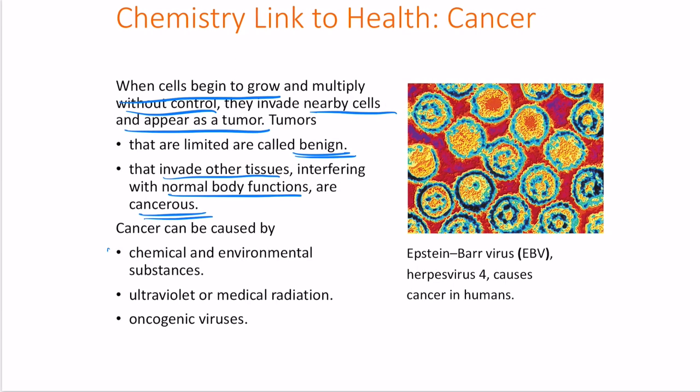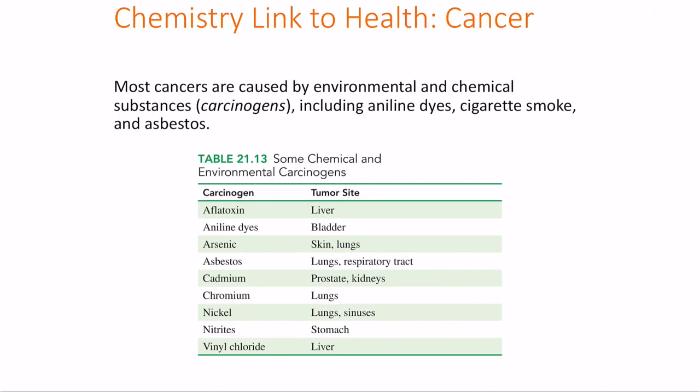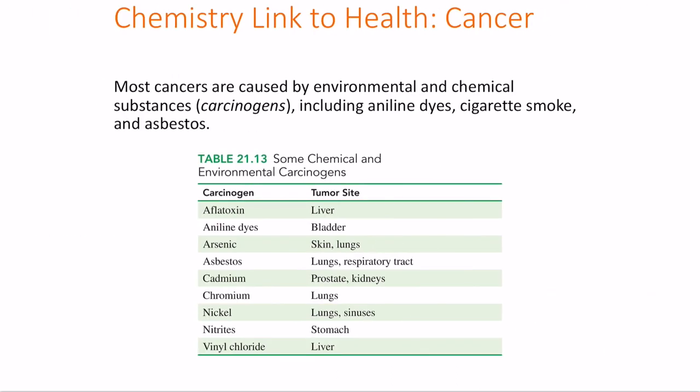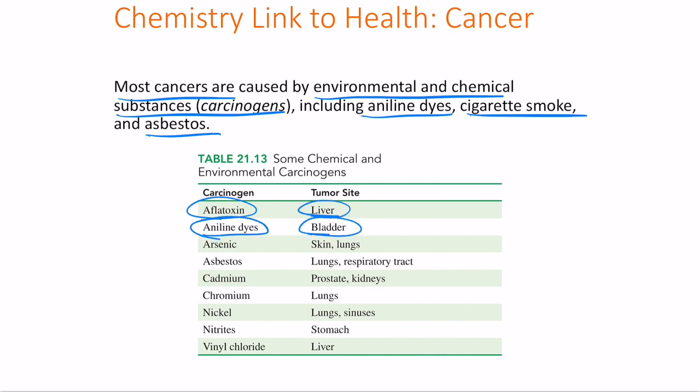These can be caused by chemical and environmental factors, ultraviolet or medical radiation, and oncogenic viruses. For example, Epstein-Barr virus, which is a herpes 4 virus, can cause cancer in humans. Most of the cancers are generally caused by environmental and chemical substances. We call them carcinogens, and they include aniline dyes, cigarette smoking and asbestos. You have aflatoxin, which is the tumor site for liver. Aniline dyes can create bladder cancer. Arsenic can cause skin and lung cancer. Asbestos can cause lung and respiratory tract cancer.